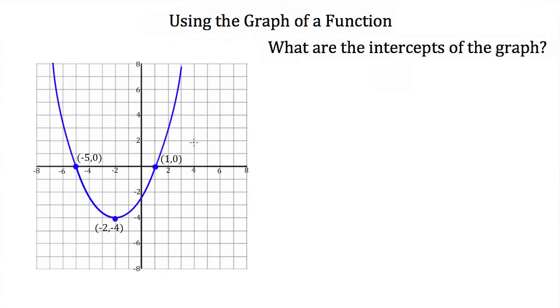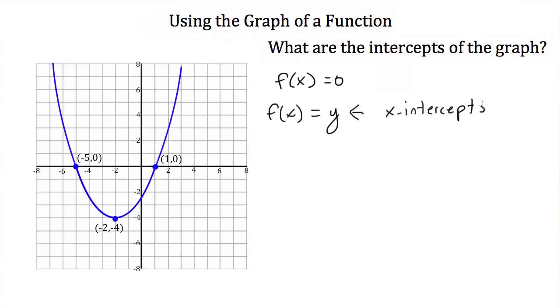We can also use this graph to determine what the intercepts of the graph are. Remember, the intercepts occur when either x or our function value, y, is equal to 0. If we want to know when our function value is equal to 0, when f of x is equal to 0, you have to remember that f of x is equal to y. So we want to know when y is equal to 0. Well, y is equal to 0 when we cross the x-axis. So these are our x-intercepts. And I can see that we're going to cross at negative 5, 0 and at 1, 0.